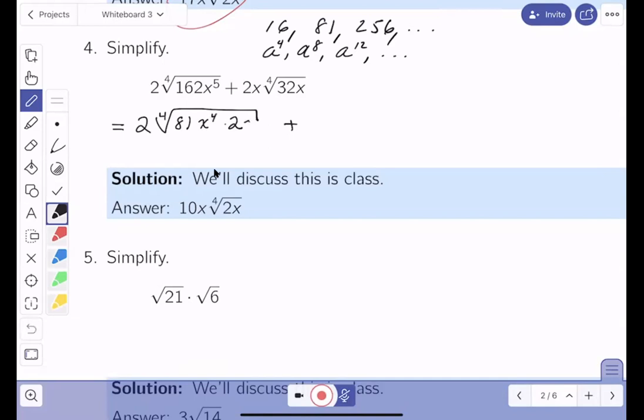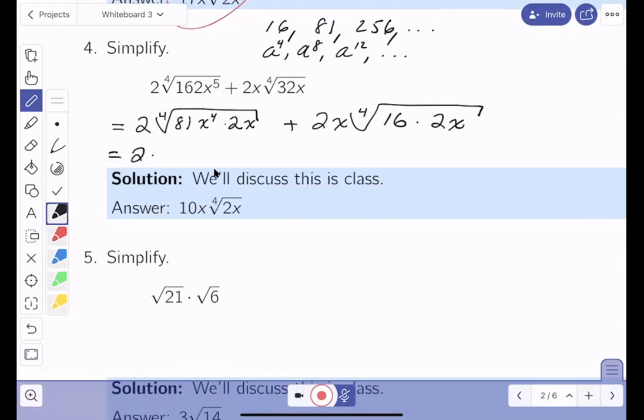What am I left off with? An x. Let's go to the next one. 2x, fourth root. Does 32 contain a perfect fourth? It does. It's 16. What's left over? 2x. Let's simplify this.